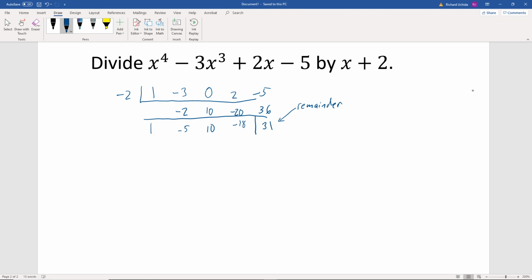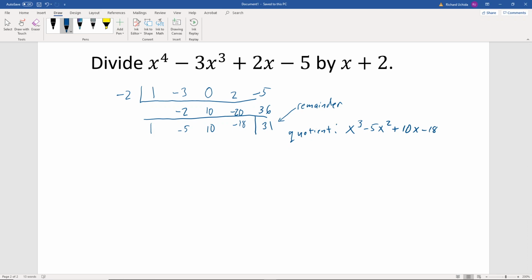And the values to the left of it are the coefficients of the quotient, and they go from right to left in ascending power. So the negative 18 is your constant, the 10 is the coefficient for the x term, negative 5 is the coefficient for the x squared term, and the 1 is the coefficient for the x cubed term. So that means in this case our quotient would be 1x cubed, so x cubed minus 5x squared plus 10x minus 18.